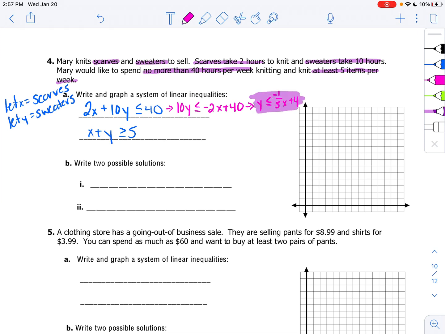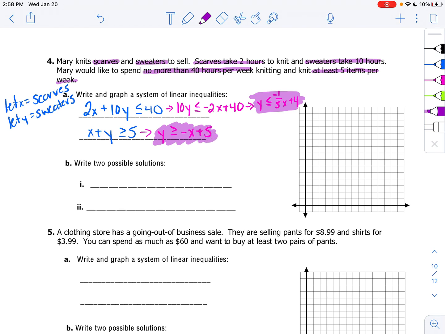We need to rewrite the second one. So to rewrite that one, we just have to bring our X term over. So that would be Y is greater than or equal to negative X plus 5. Because we didn't divide by a negative, that inequality symbol does not change. So this will be the second one we're going to graph.